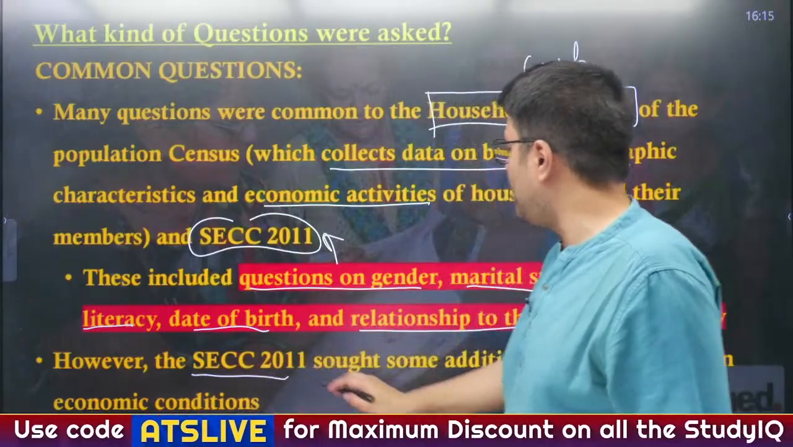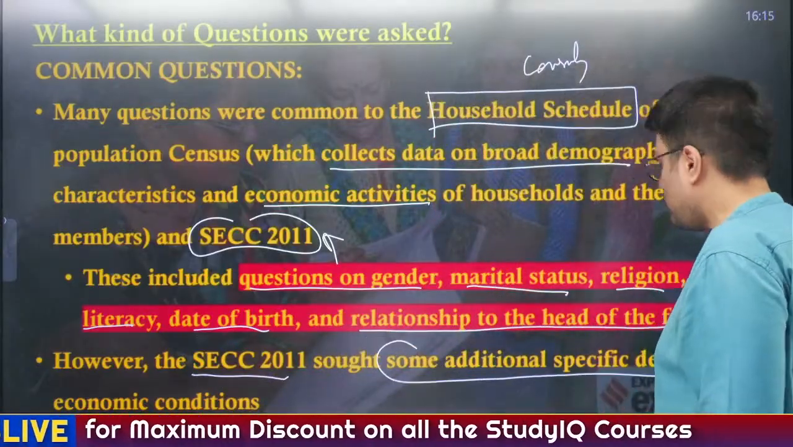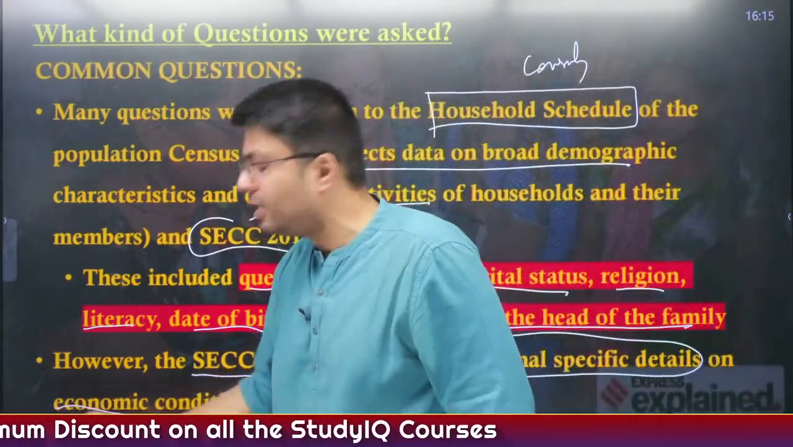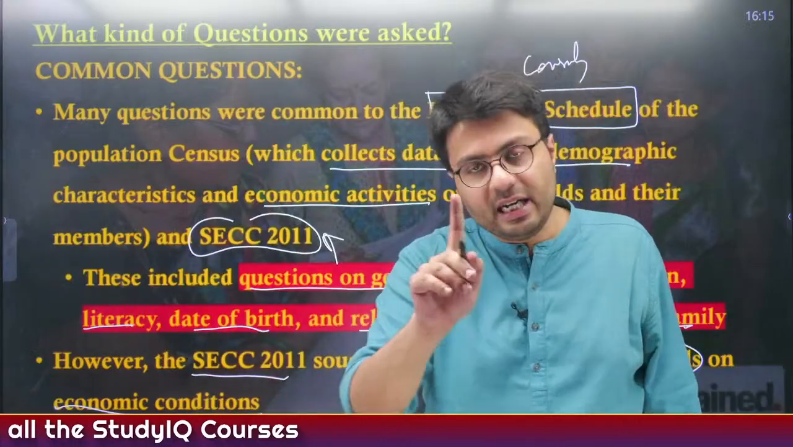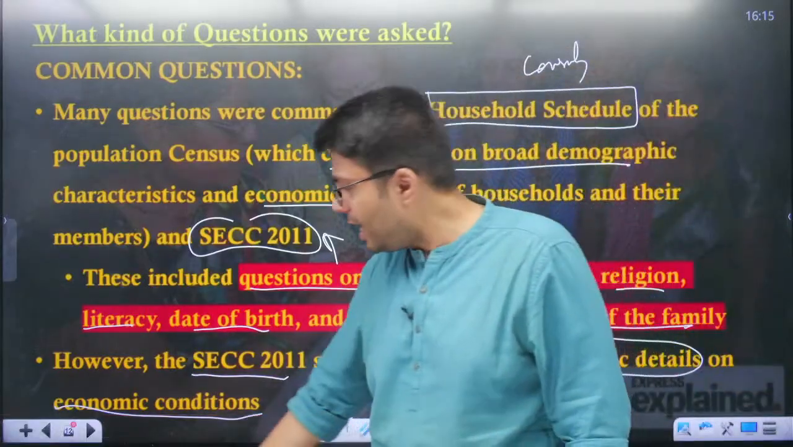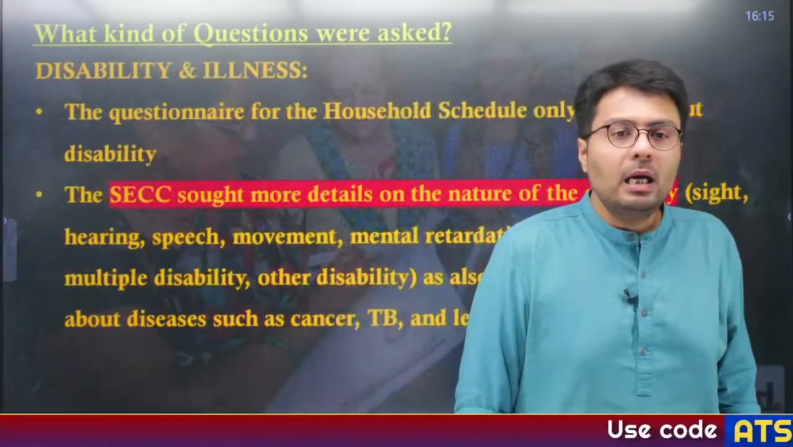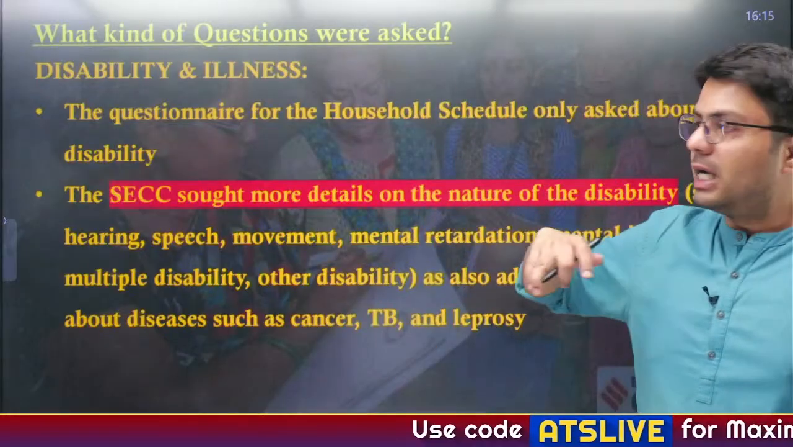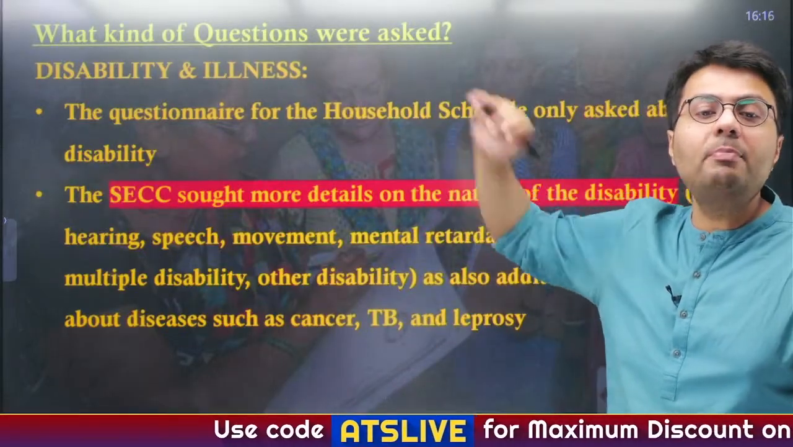However, SECC 2011 sought some additional specific details when it came to economic conditions. What are these additional specific details? I will let you know, no need to worry. Okay. Now, what kind of questions were asked? First is relating to disability and illness.